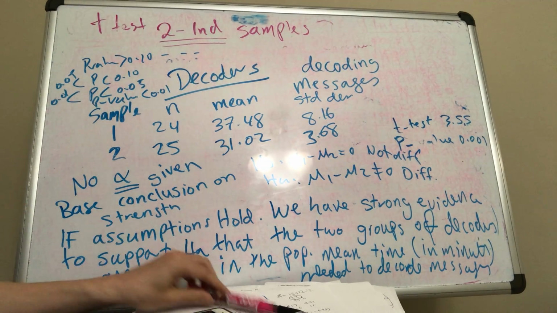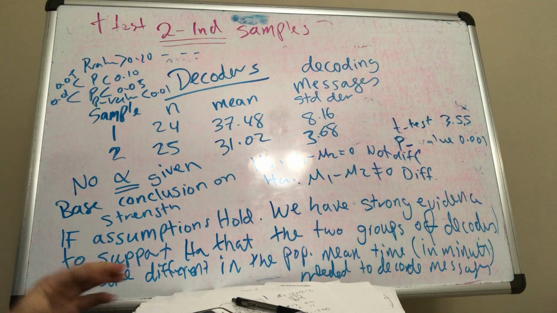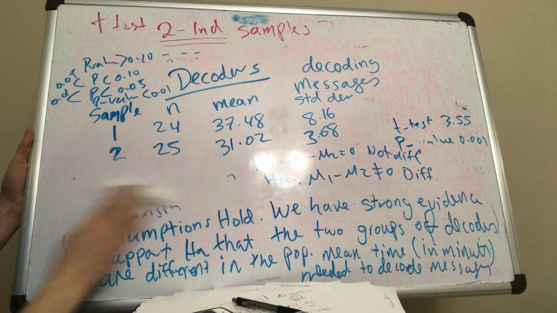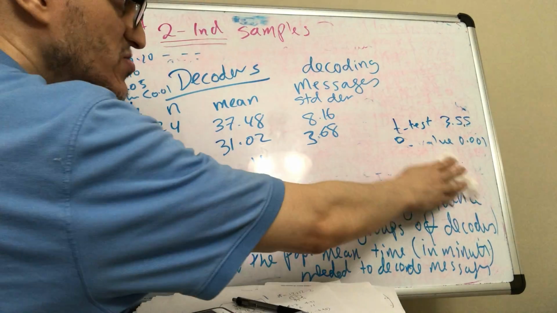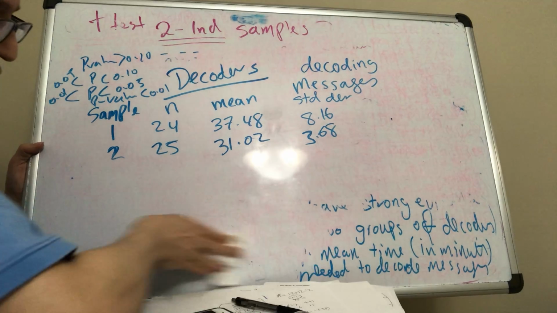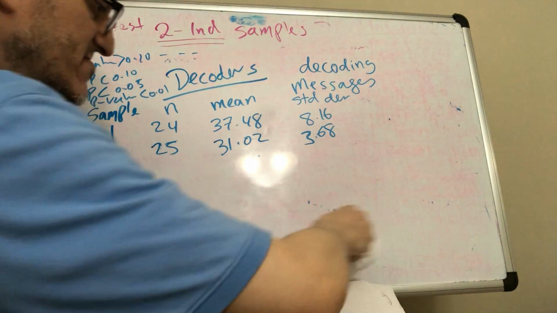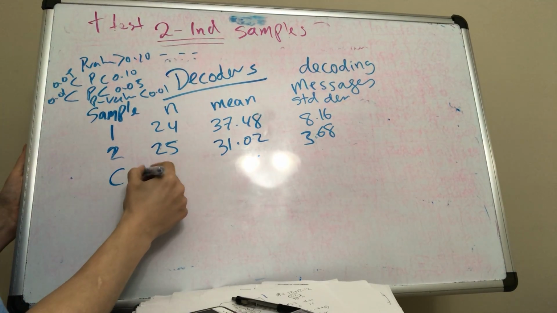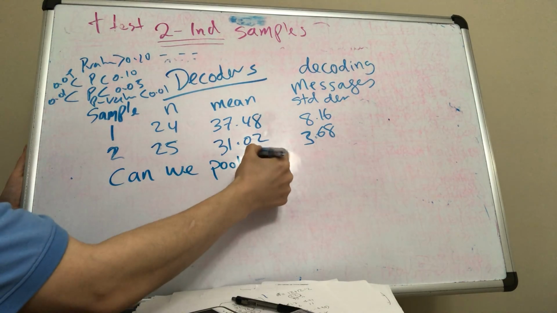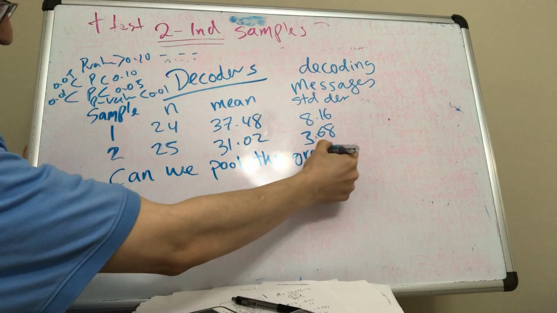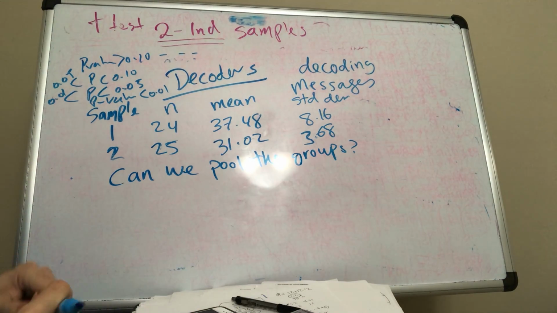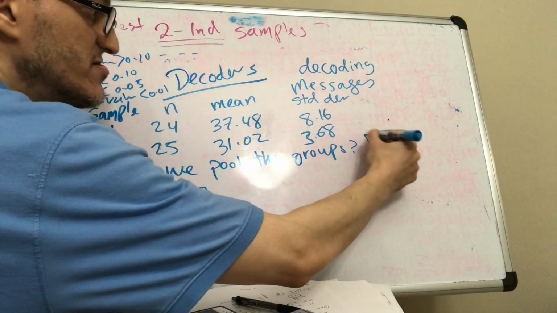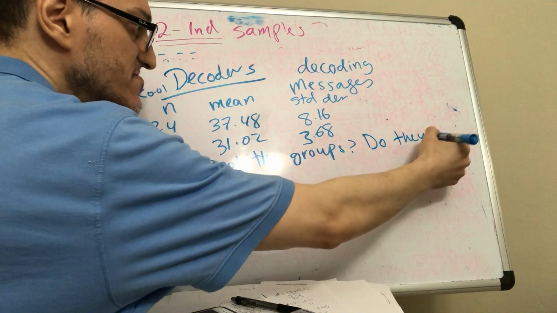I mean, this is all the questions in the assignment. One other thing that they can ask you, and there was nothing in the assignments about it, but you might see it, is can we pool the information, the groups? Now the structure for pooling, or they could say, do they have equal variances?